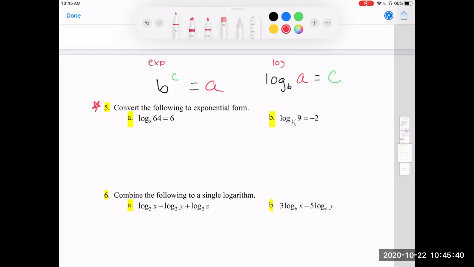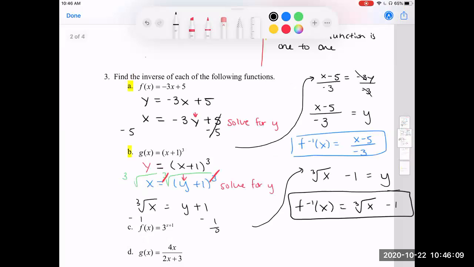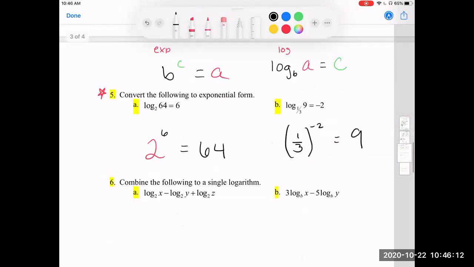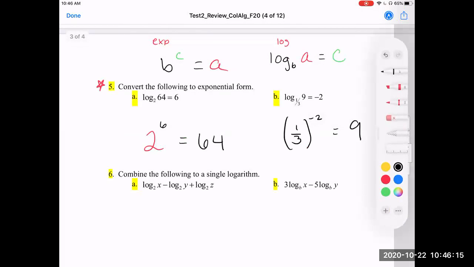All right, so to begin, number 5, we want to convert to exponential form. We have log base 2 of 64 equals 6. So our base is 2. Now my exponent will be 6. And 2 to the 6th power is 64, just like our statement says. And that's all you're doing for these. 5b, we have a base of 1/3. And now I'm going to switch my order. So I have an exponent of -2, and my answer is 9. Sorry about that. And that's what those problems do.